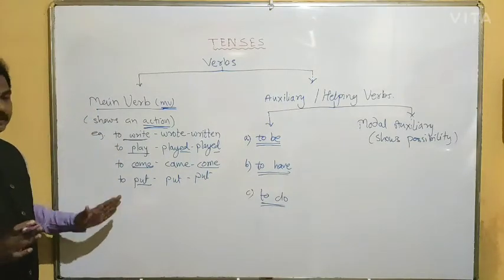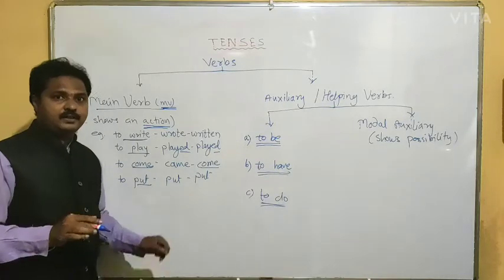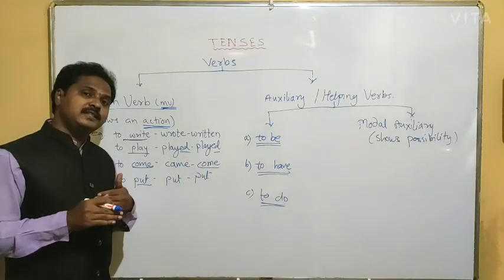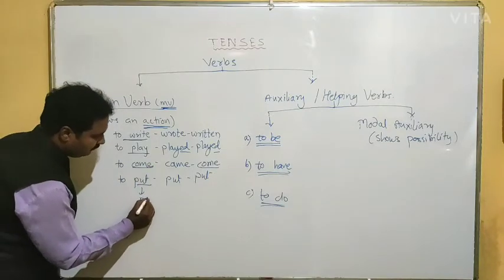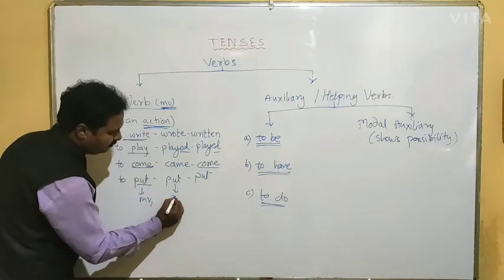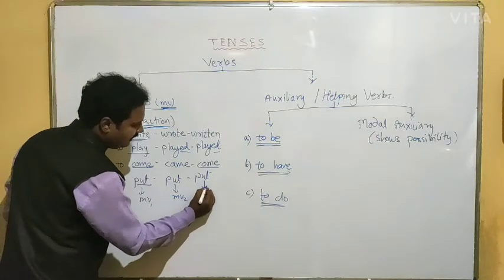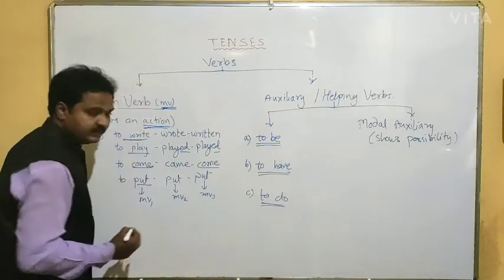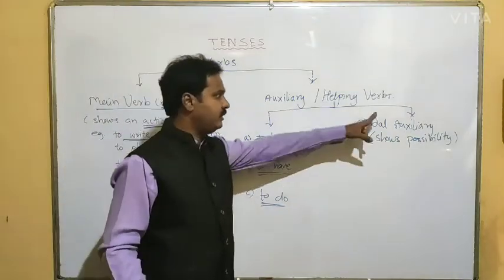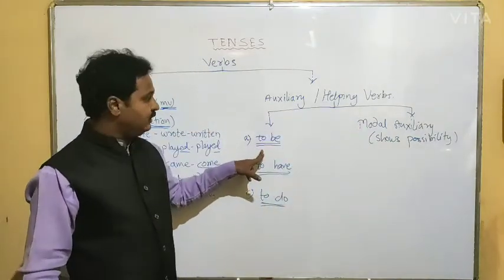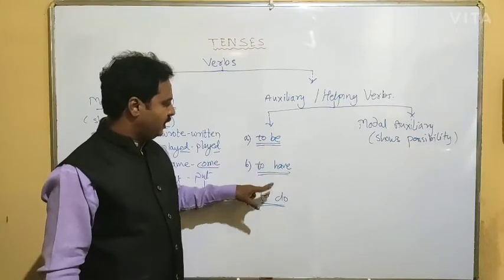Main verbs are here. So in writing or studying about tenses, we use that main verb. We will write it as main verb first, main verb second, and main verb third, the form of the verb whenever we write in tenses. And the second one, auxiliary helping verbs. These are of types: to be, to have, to do.